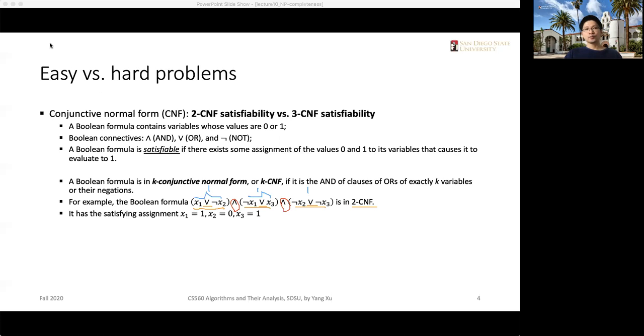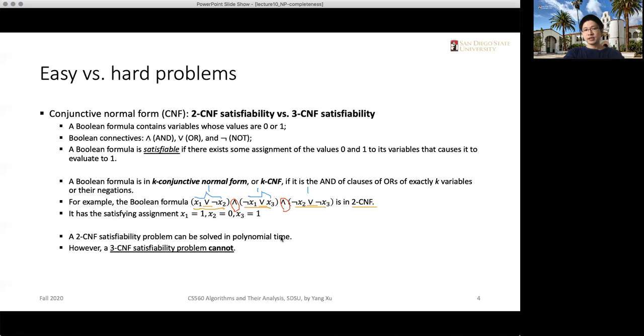Okay. So, and we can imagine that 3 CNF is a bunch of OR clauses connected by AND, and within each OR clause, there are 3 variables involved. Okay. But we can actually find a huge difference in terms of how easy it is to solve the problem. A 2 CNF satisfiability can actually be solved within polynomial time, okay? But a 3 CNF satisfiability cannot, okay?